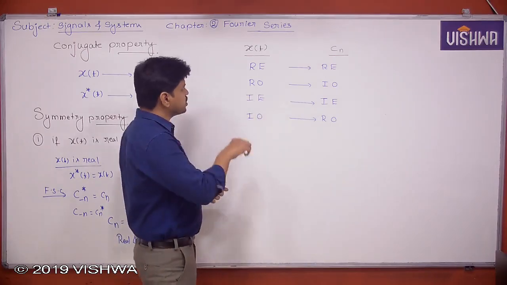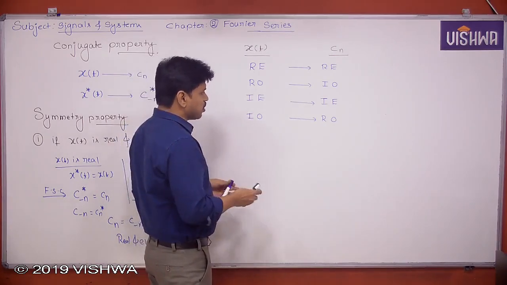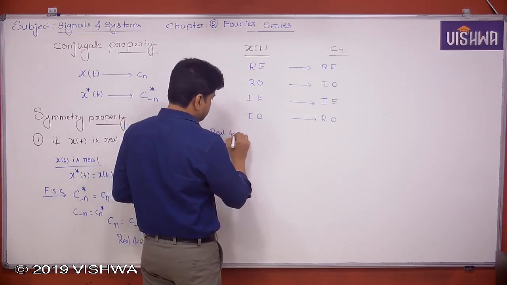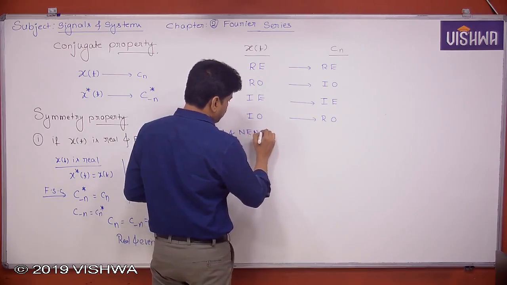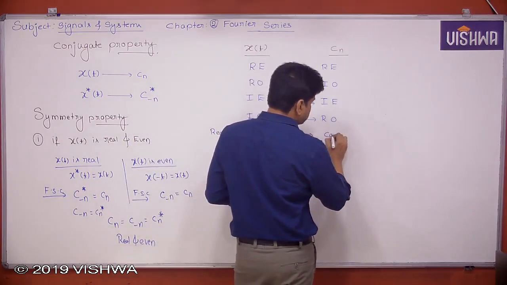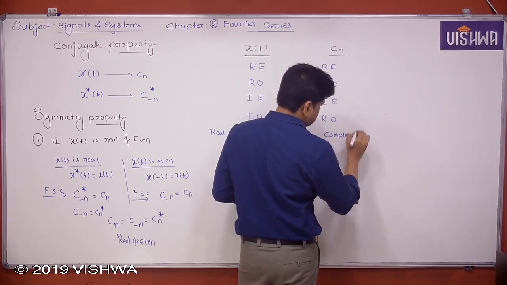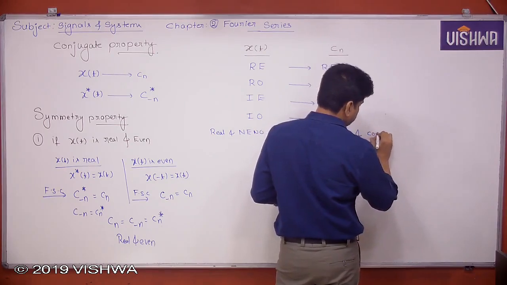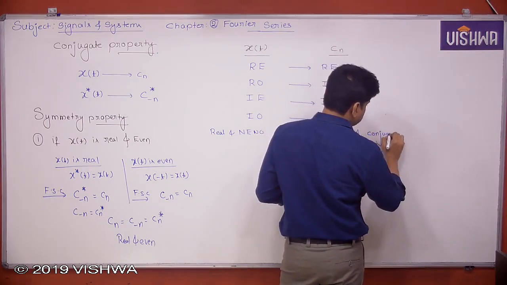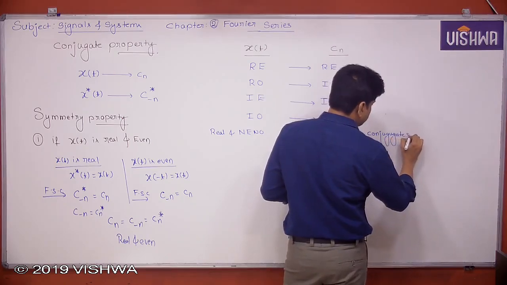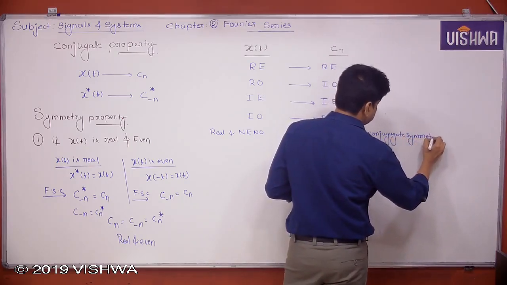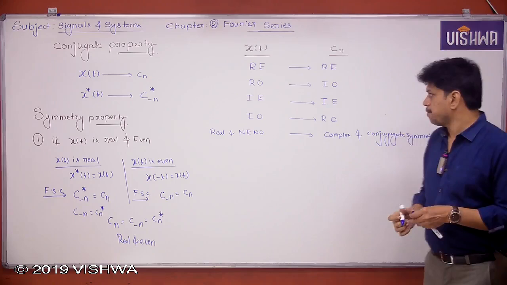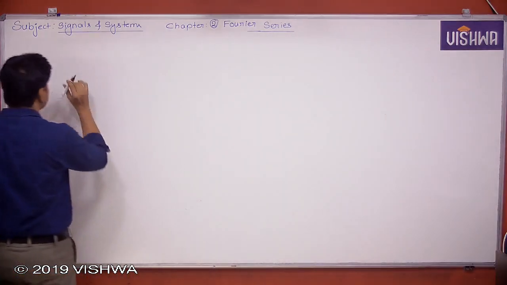And what if x of t is real and neither even nor odd? Then Cn is complex and exhibits conjugate symmetry. These are the things you have to remember. Clear? Next property: differentiation property.